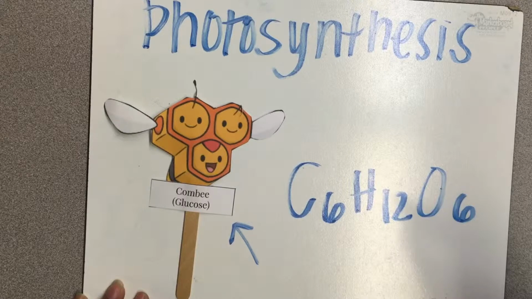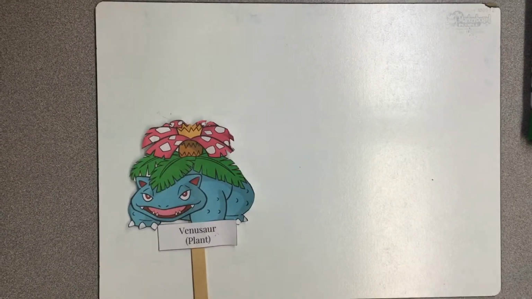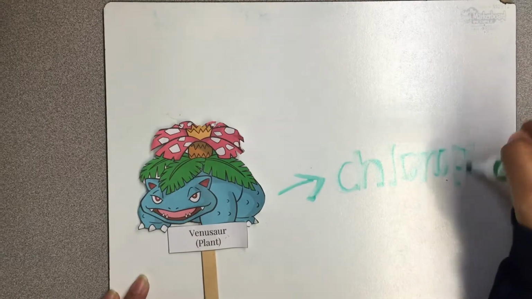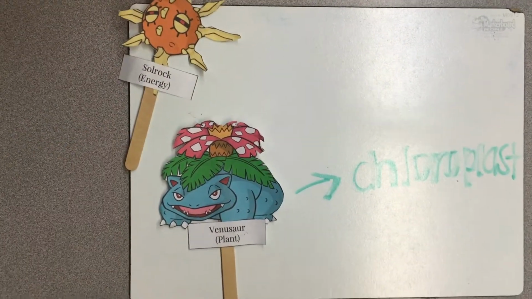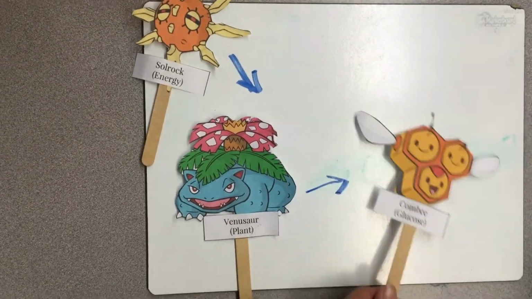Alright, so what's photosynthesis? Photosynthesis is the process in which plants use sunlight to create their own food in the form of sugar. Sugar is also known as glucose, which is produced through photosynthesis. Let's take this into deeper context. Pokemon like Venusaur use photosynthesis to survive, and photosynthesis takes place in the chloroplast. So in Pokemon terms, during photosynthesis, plants use Solrock to create their own food in the form of Combee.